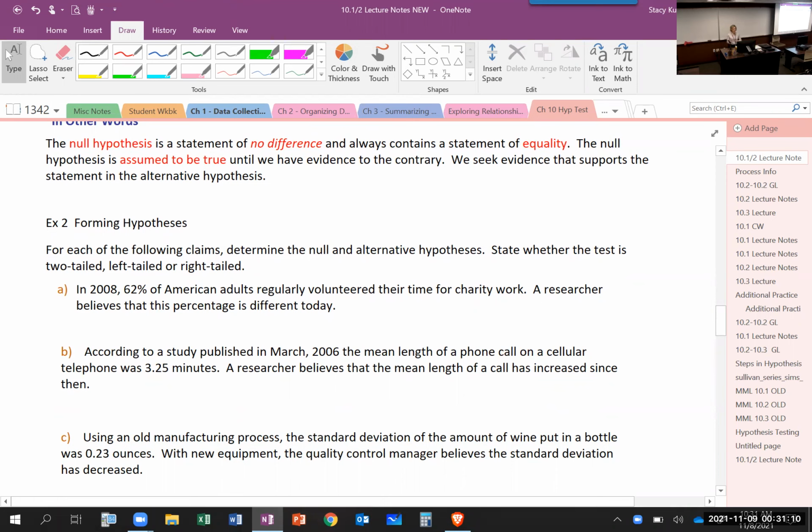The null is always the statement of equality, and it's always assumed to be true until we can show the alternative, right? Until we have evidence to the contrary. In other words, we seek evidence that supports the statement of the alternative. The alternative hypothesis is generally what the researchers want to show. You're assuming the null is true, but you want to show this. And whether you have evidence for or against that is what you're looking for statistically. That's our strength of evidence.